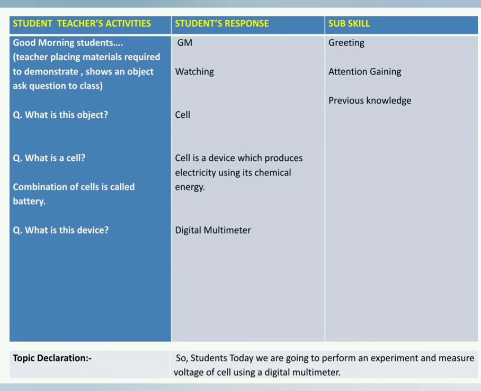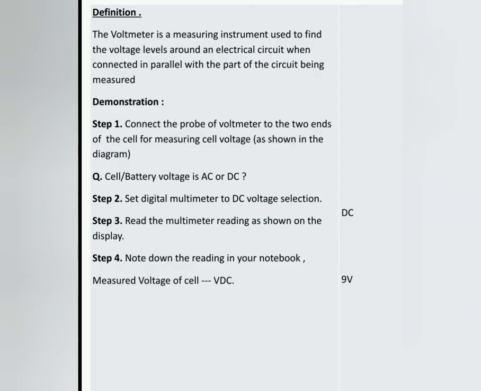So students, today we are going to perform an experiment and measure the voltage using digital multimeter. Okay, so topic has been declared here. Now after that, a teacher will proceed his or her lecture by writing or explaining few basic definitions related to the topic. Like here, definition of a voltmeter. So voltmeter is a measuring instrument used to find the voltage level around an electric circuit when connected in parallel with the part of the circuit being measured.